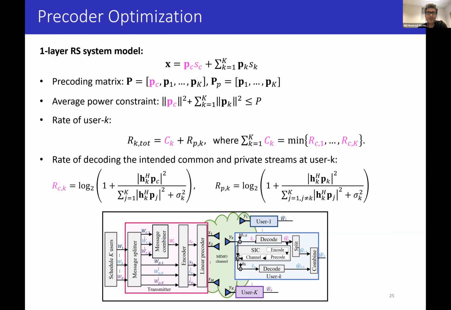Thank you, Professor, for the thorough explanation. So the next question is from Ali. Can you compare the decoding complexity of rate splitting and dirty paper coding?